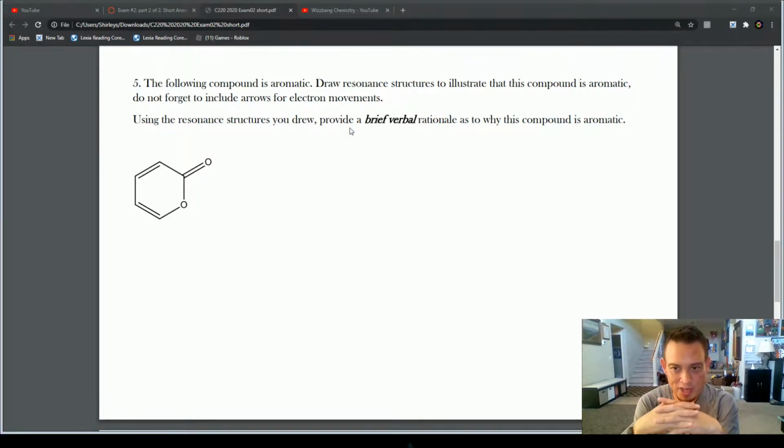I also mentioned a brief verbal rationale. I was looking for the mention of Huckel's rules. So that was planar, the continuous pi cloud, that kind of stuff, 4n plus 2, remember all those rules we went through? So let's go ahead and take a look now at what I was thinking when I was writing it, what I was hoping you would come up with.